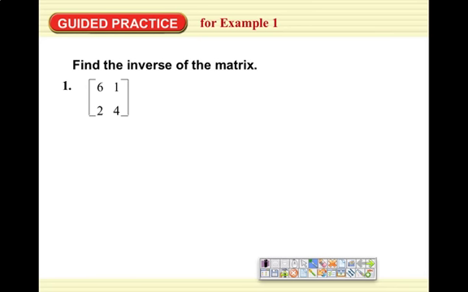Alright, I want you guys to take a moment to practice finding inverses of a 2 by 2 matrix. Go ahead and pause the video and find the inverse of this one right here.